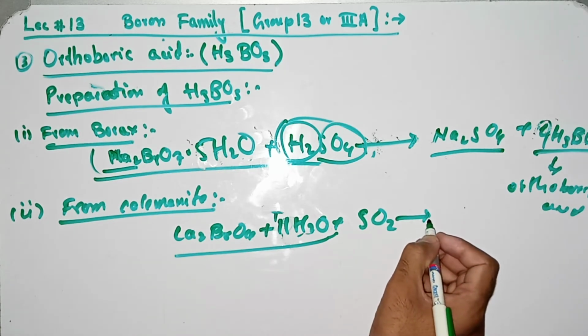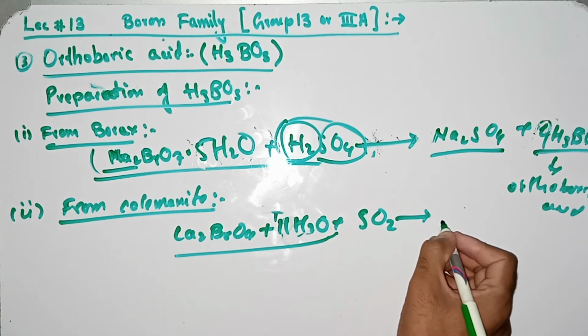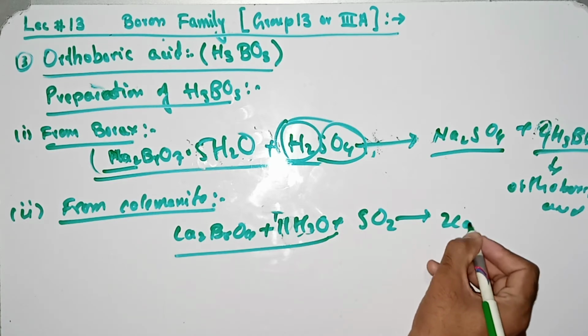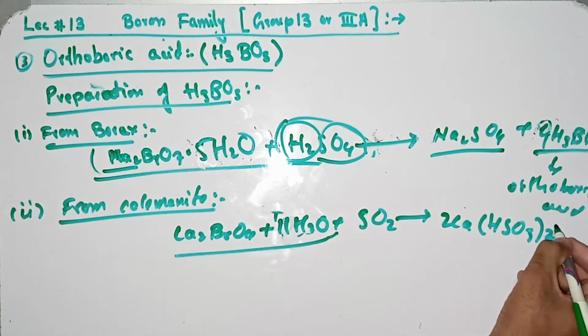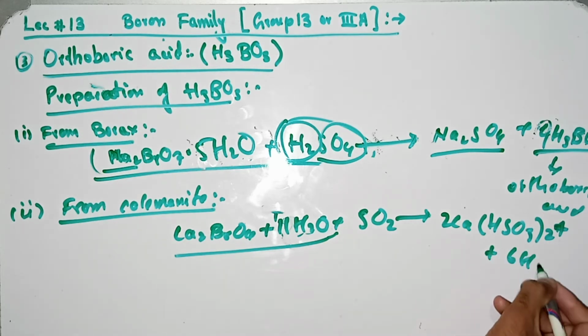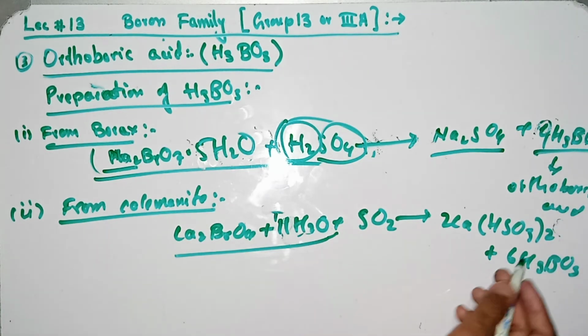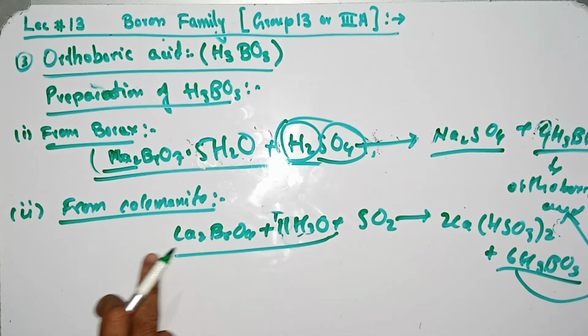It will produce orthoboric acid, that is, 2CaHSO3 plus 6H3BO3. Yes, this is also the orthoboric acid formula. So orthoboric acid can be prepared from colemanite.